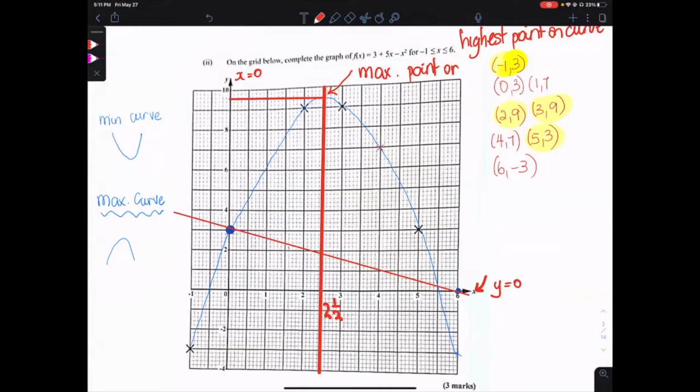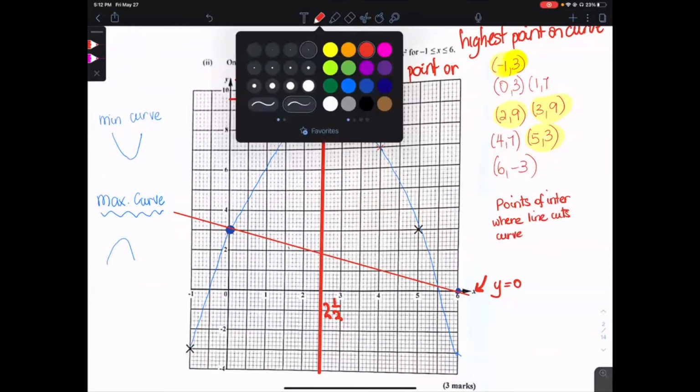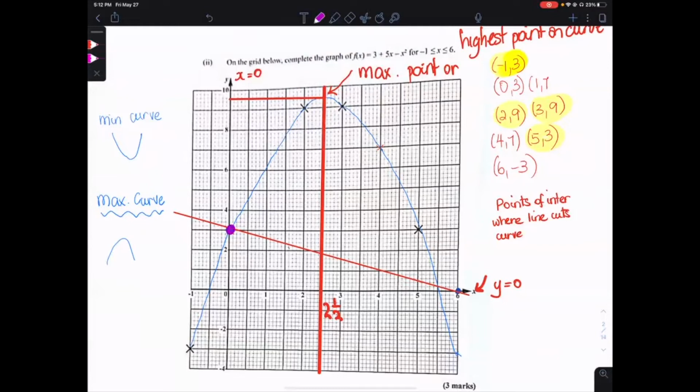The next thing is the points of intersection, where the curve cuts the line. So we have 2 points of intersection, where the line cuts the curve. This here is 1 point of intersection, and the coordinates of that point are (0, 3). So that is my first answer, (0, 3).